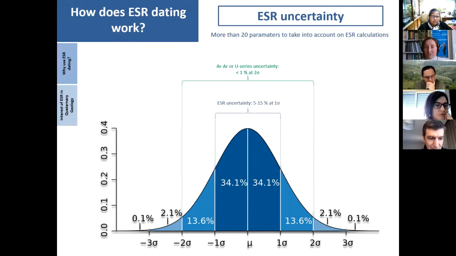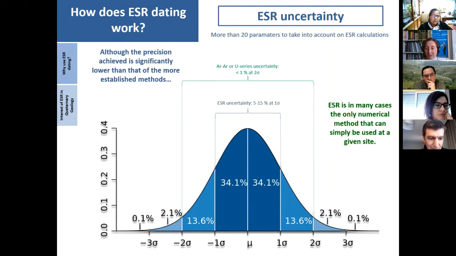For this reason, the precision achieved with ESR dating may somewhat contrast with that of other reference dating methods such as argon-argon, radiocarbon, or uranium series, which can be less than 1% at 2 sigma. But although the precision achieved is significantly lower than that of the more established methods, ESR dating is in many cases the only numerical method that can simply be used at a given site.